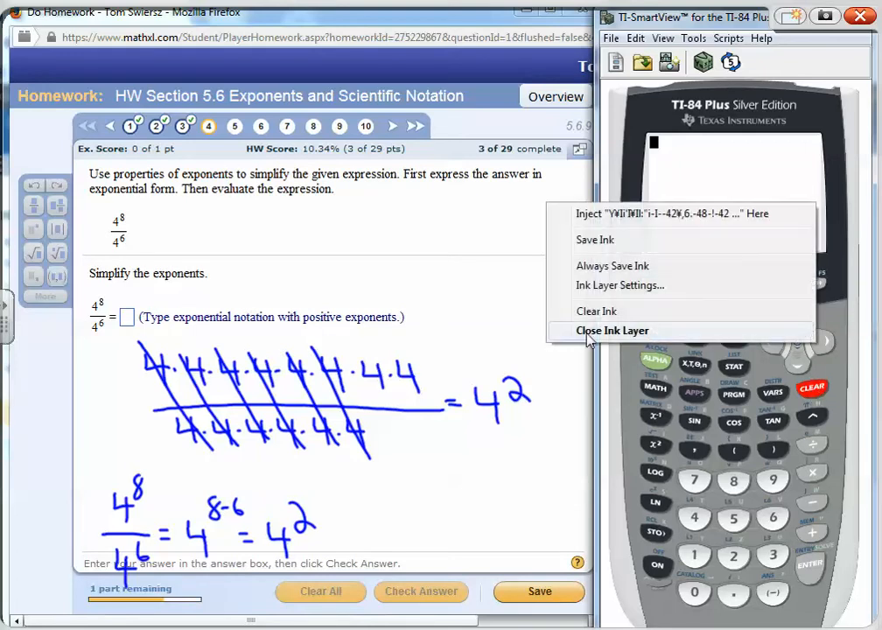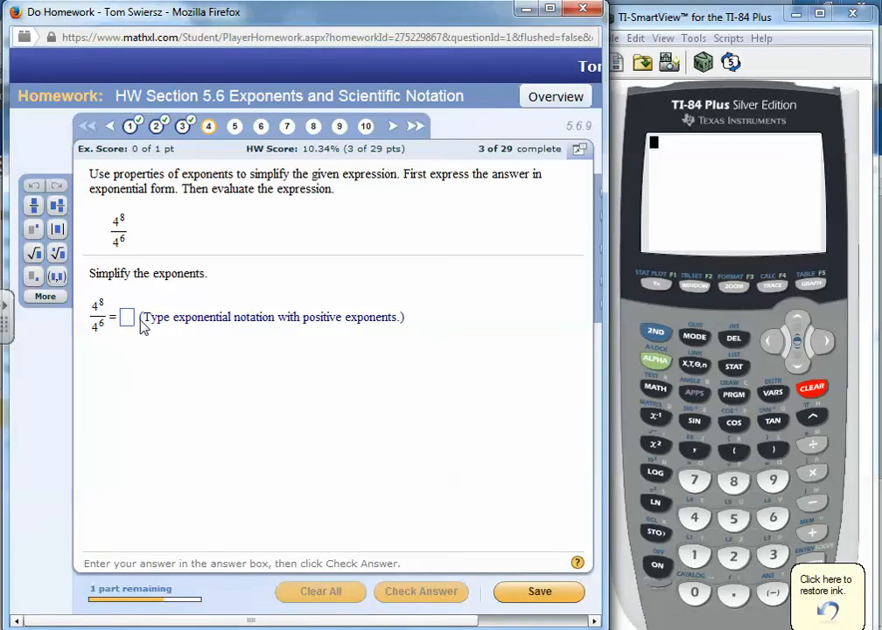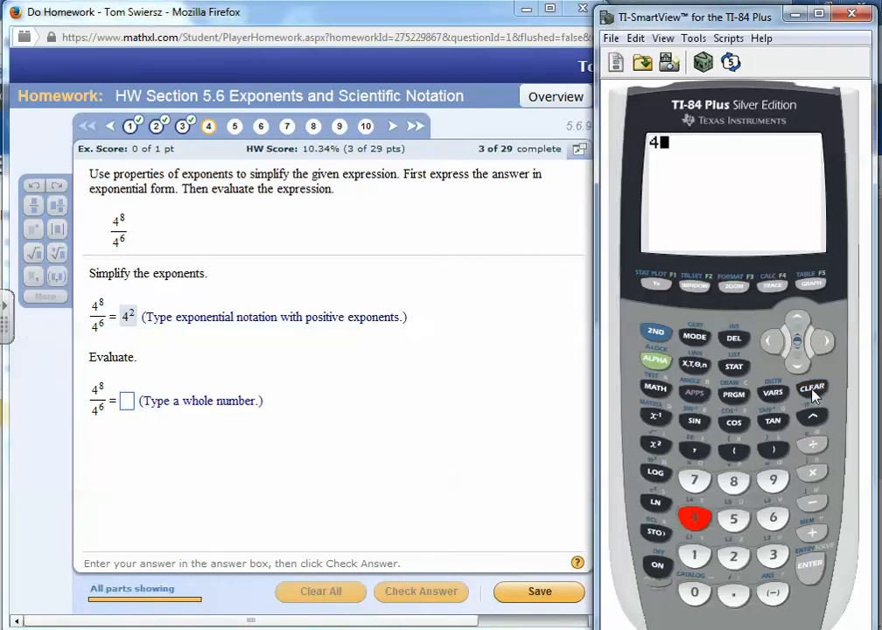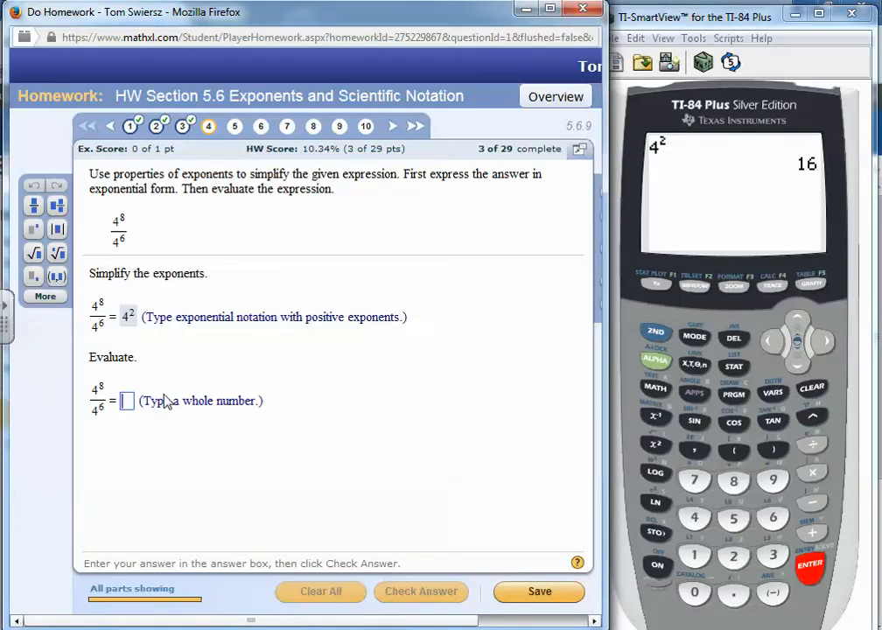So let's go ahead and put that in. 4 superscript 2, and 4 squared we know is what? 4 to the second power. We can probably do that in our head, right? 4 times 4 is 16. And that indeed is the correct answer.